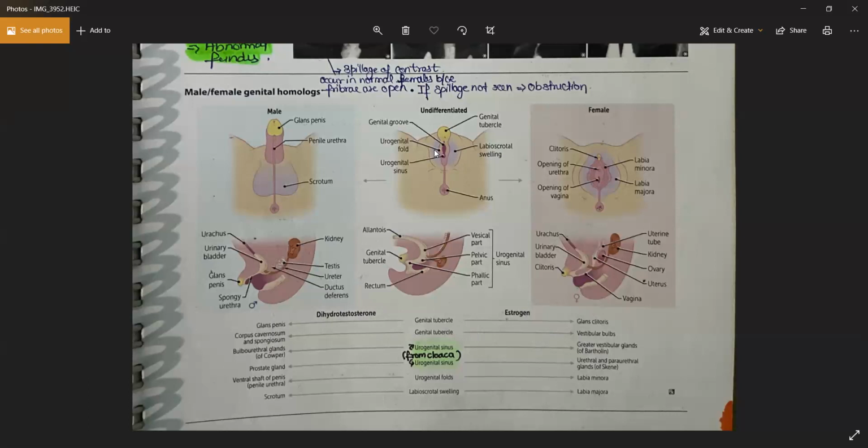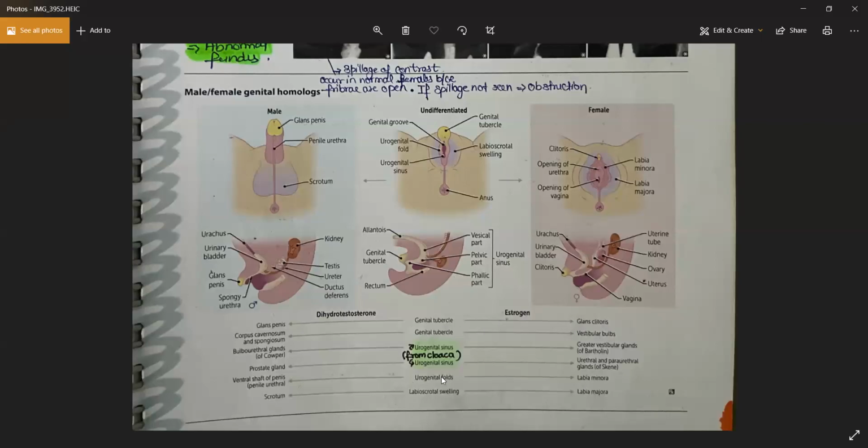These four structures will develop either into the male part or into the female part. The tubercle forms the penis and the corpora in males. In females, it will form the clitoris and the vestibular bulbs.